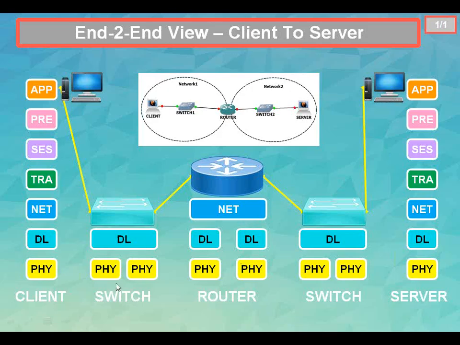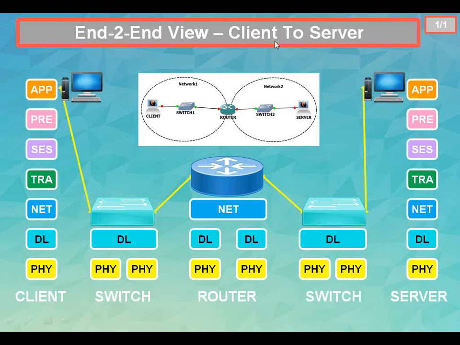If it is local delivery, the component only needs to have 2 layers because it is only dealing with local MAC addresses. It doesn't need to deal with IP addresses. But your network layer device will have 3 layers because it needs to read the network layer address to send the data from one network to another network. It will have 3 layers.